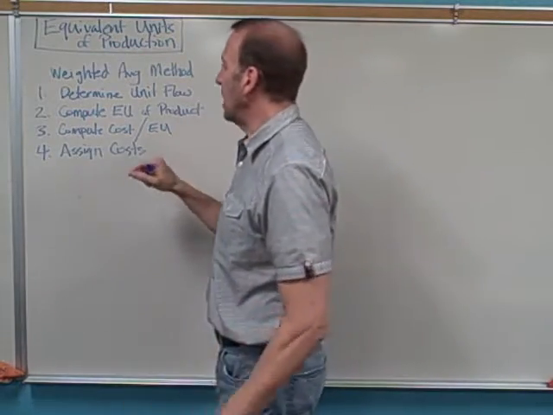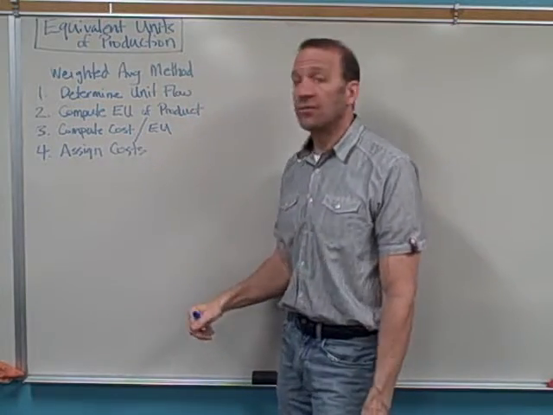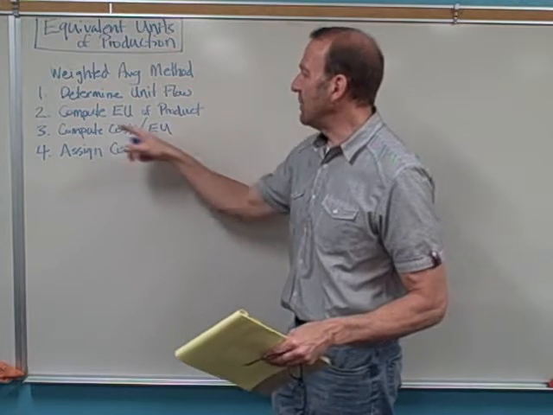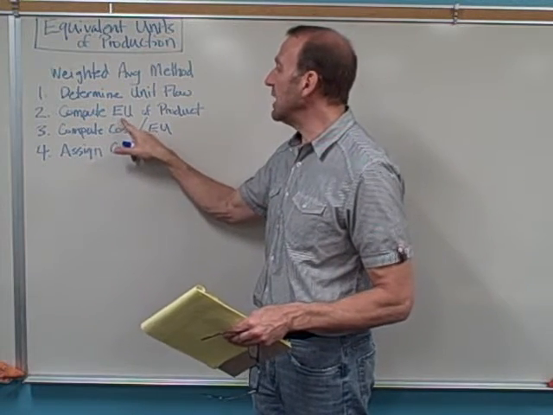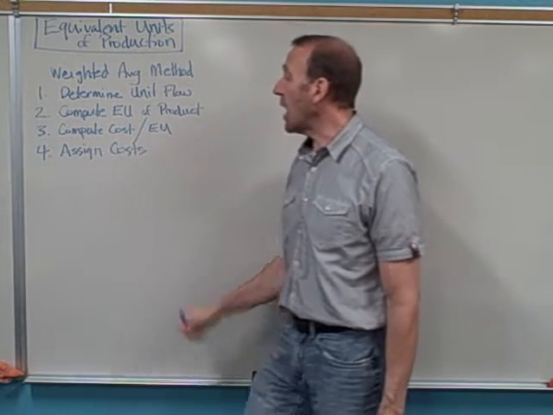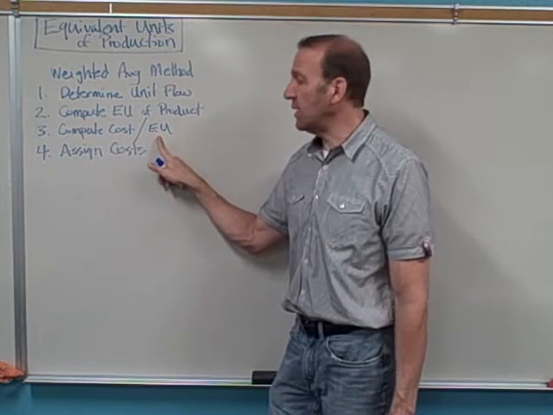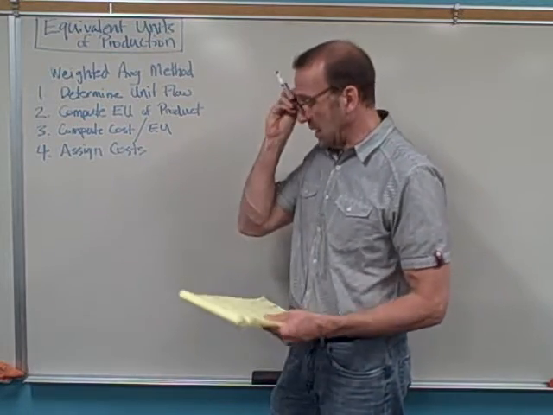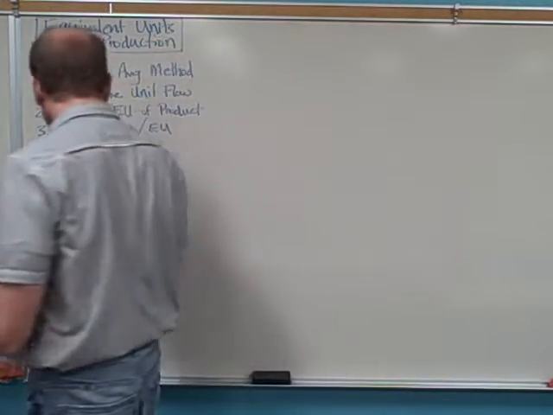So here's the four-step process. First of all, we need to determine the unit flow. The information will be given to you. You just have to accumulate and put it together. Same thing here. Compute the equivalent unit. EU is equivalent unit of the product. Step 3 is compute the cost per equivalent unit. And then step 4 is to assign the costs. So let's do an example here.